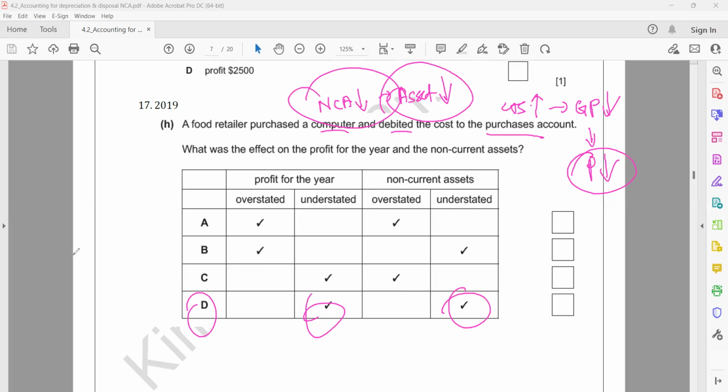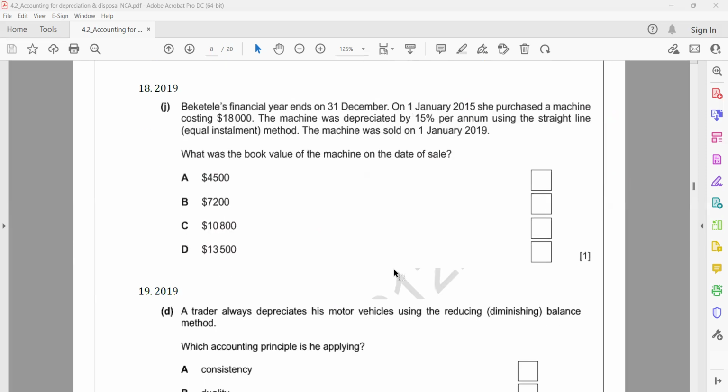Okay, now next. Question 18. Here, financial year end 31st. 1st Jan 2015. This is the first year. The machine was depreciated 15% per annum using straight line. Straight line means that every year is the same amount. The machine was sold on the first, which is the beginning of the year. That means the last year will be 31st December 2018. So from here to here, how many years?